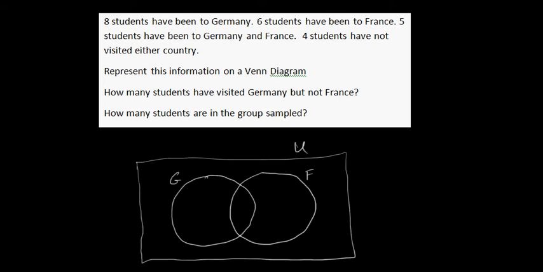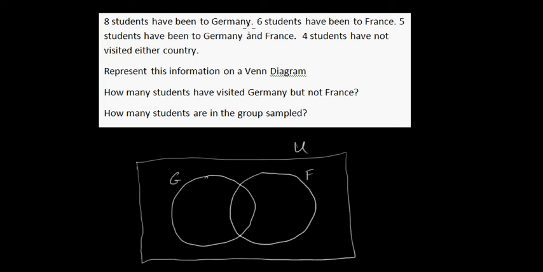So let's read the question again. 8 students have been to Germany, so we need to put 8 students in here. Now this German section here is split into 2 sections. This section here represents students who've been to Germany only. This section here represents students who've been to Germany, but they've also been to France, so both countries. This section here represents people who've only been to France. And the section out here represents students who have been to neither country.